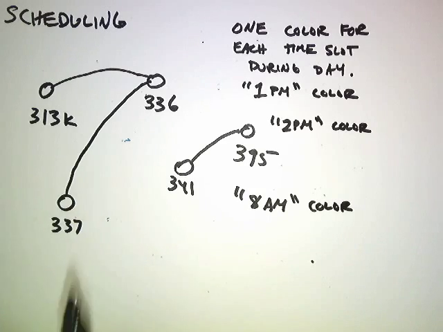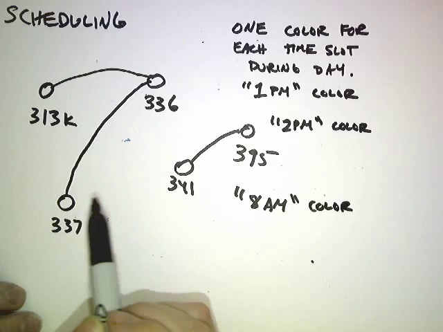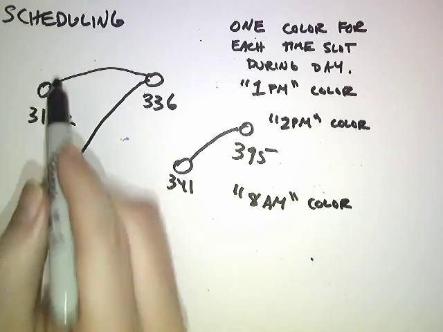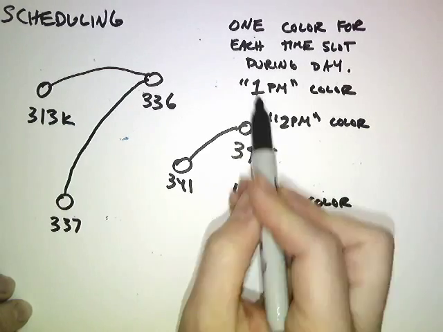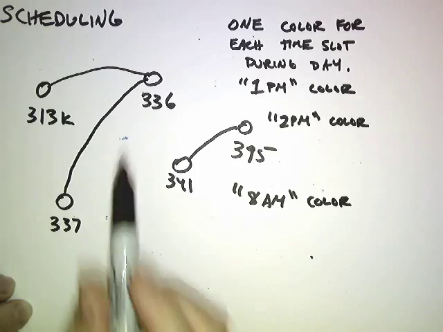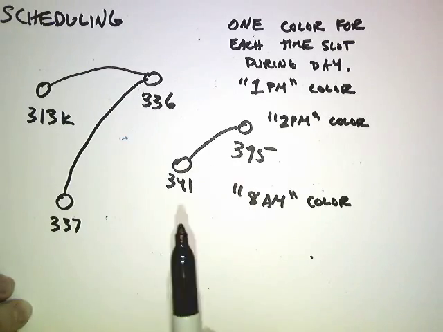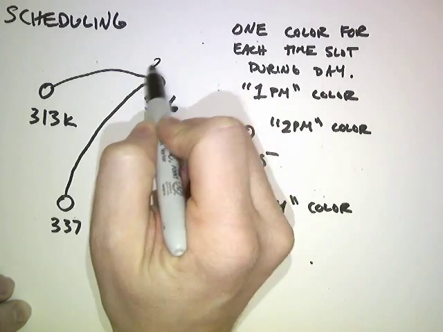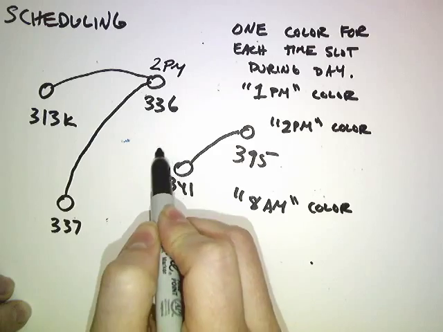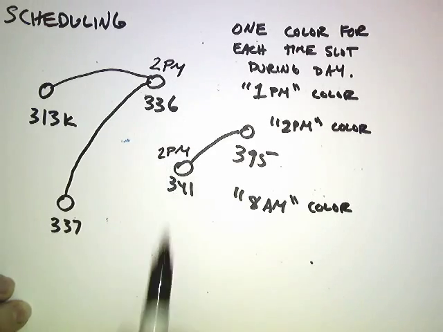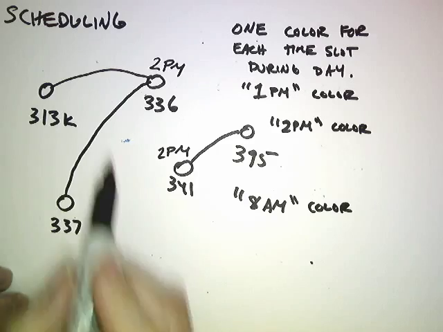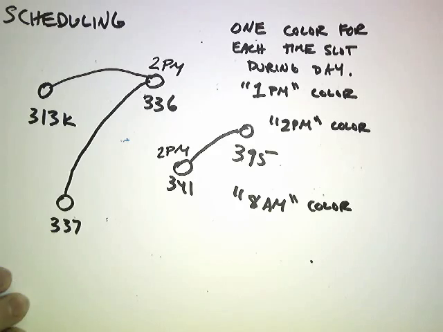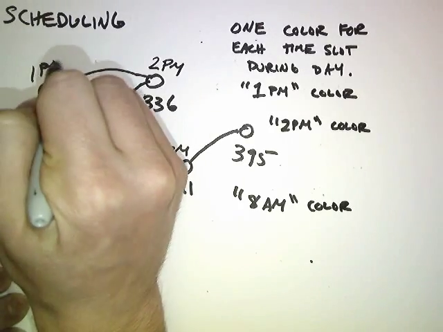If we want to come up with a schedule for these courses such that there are no conflicts, then what we need is a coloring of these vertices. We need to assign a time or a color to each one of these vertices so that no two vertices get assigned the same color. That is, if we use the 2 p.m. color, say I color this 2 p.m. and I color 341 2 p.m., that's okay because these two vertices are not adjacent. I can't color 313k now with the 2 p.m. color because it's connected to 336, so I'd have to use, say, the 1 p.m. color.